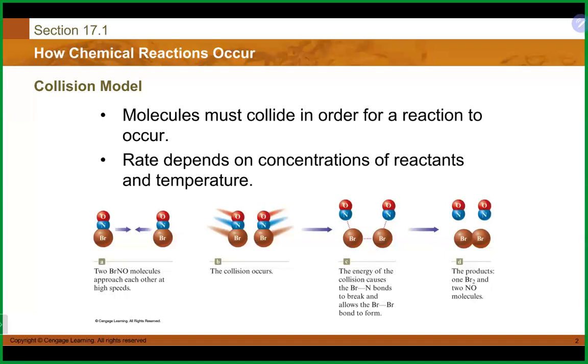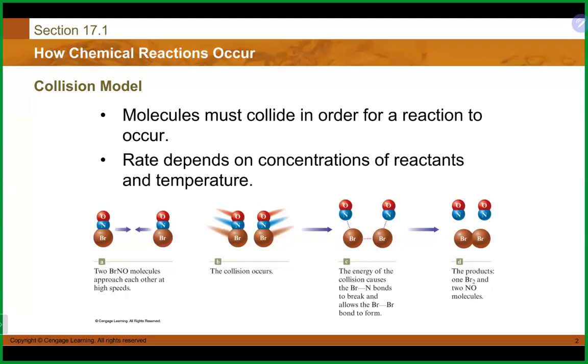So 2 things really have to happen for products to be formed. They do need to collide with each other, but they also have to collide with the proper amount of energy to allow that reaction to take place. And they actually have to hit each other in the right area as well. Like the active spot of the molecules, they have to hit each other correctly and with the right energy to allow this reaction to take place.